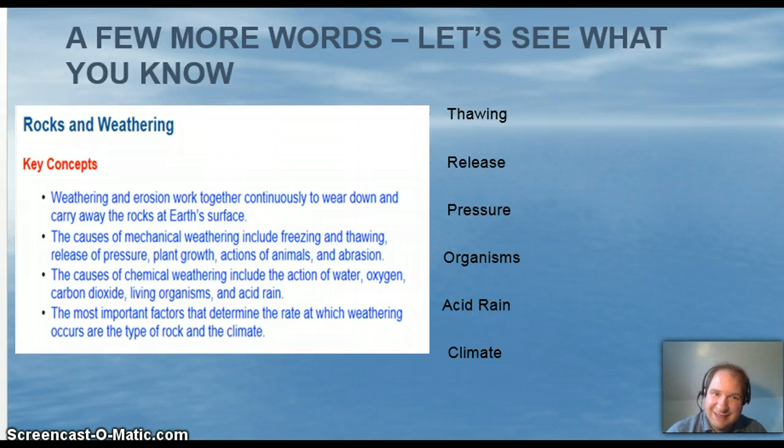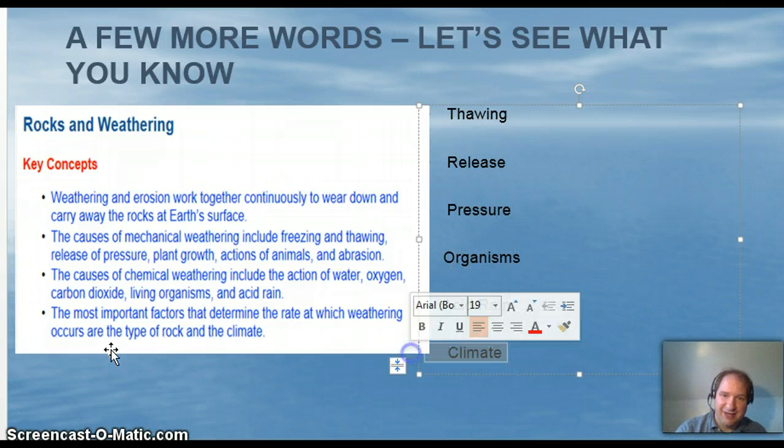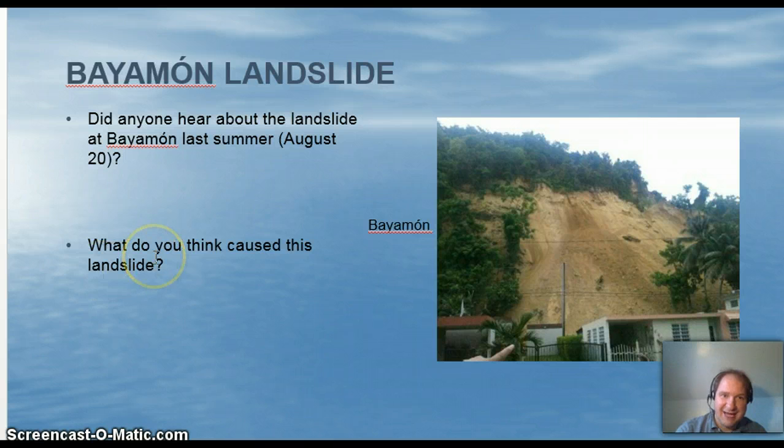So a few more terms to know. Thawing. Something's cold. It gets warm again. Release. Set free. Pressure. Pushing down on something. Organisms. All living things. Acid rain. It's when this is chemical weathering here. This is when chemicals mix with the rain, particularly that smog. And climate, the usual weather a place has.